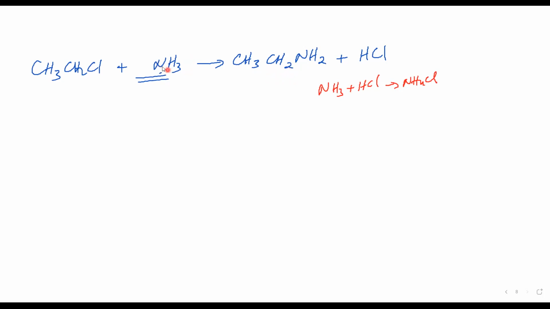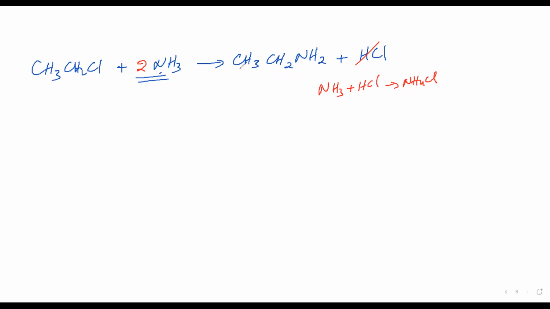Because not all of the ammonia reacted with the halogenoalkane to produce the amine. Part of it reacted with the HCl that is produced and formed the salt that we do not want. That's why here we have to add excess of ammonia, so that part of the ammonia reacts with the halogenoalkane to produce the amine, and the other part of the ammonia reacts with the HCl to produce the ammonium chloride. And so we do not get HCl, but we get the ammonium chloride.